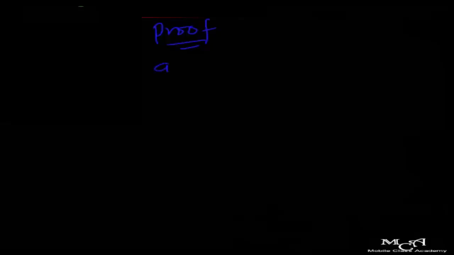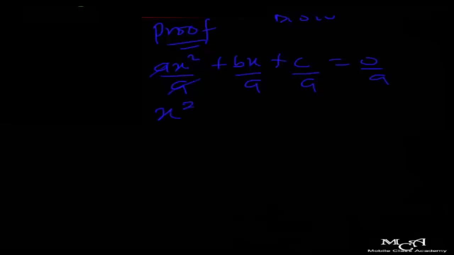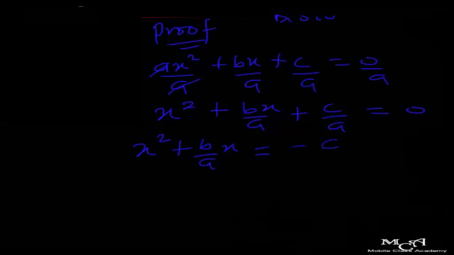Quadratic equation is of the form ax squared plus bx plus c equal to 0. If I divide through by a, you have over a here, over a here, over a here, over a here. So this gives us, a cancels a, x squared plus bx over a plus c over a equal to 0. So this gives us x squared plus b over a, x. Take this c over a to the other side, you have minus c over a.